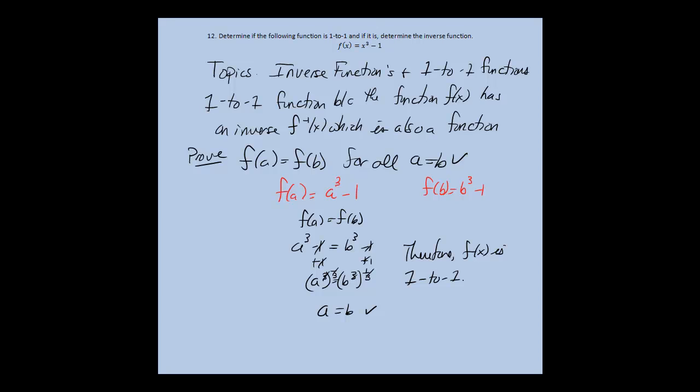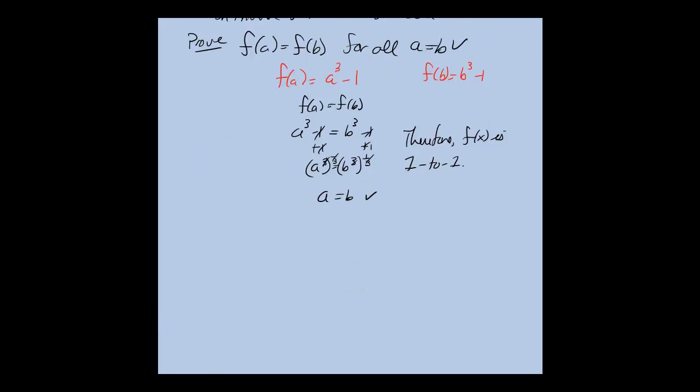So since f of x is 1-to-1, now we want to find the inverse function. So let's go ahead and find the inverse function. We have to find f inverse of x. That's what we're going to be looking for. So our first rule is replace. We're going to replace f of x with y.